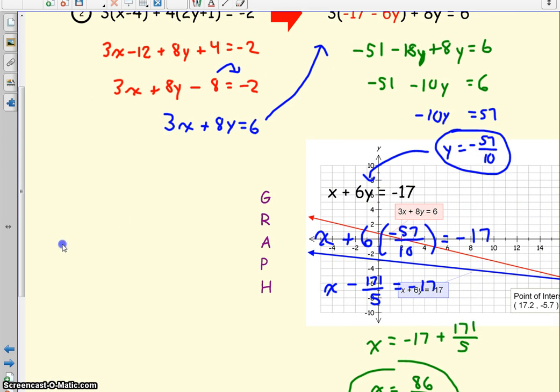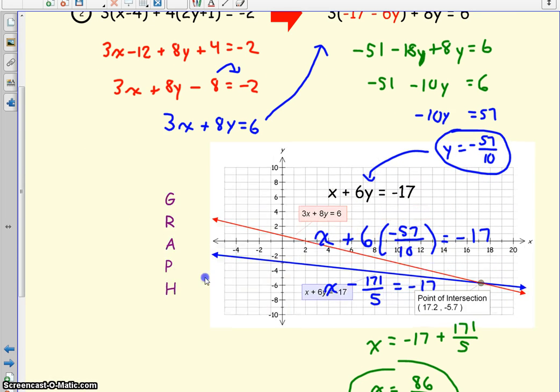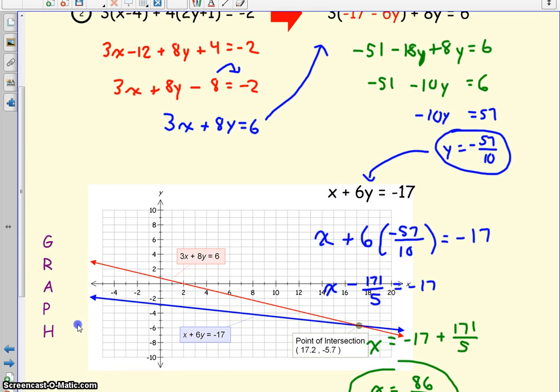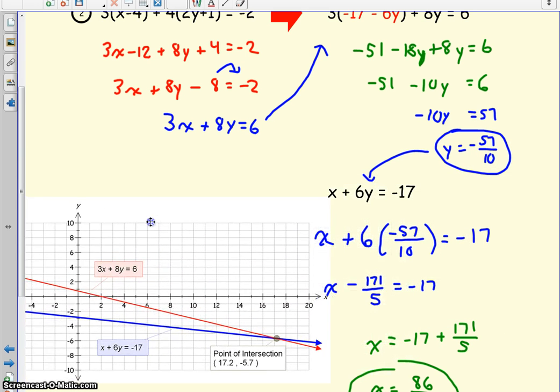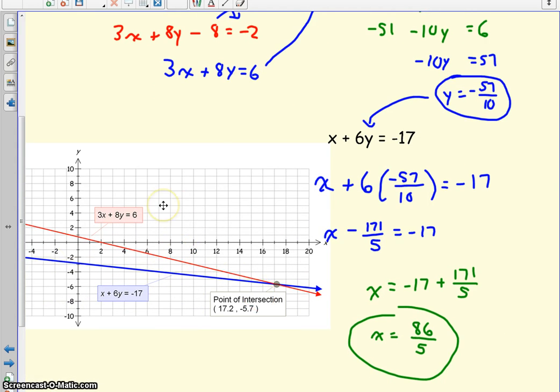If you want, you can take a look at the graph here. This one would be very, very hard. This would be one of those ones that you wouldn't want to necessarily solve graphically because it's not a nice point of intersection. We could only estimate at best from a graph. But now that we have substitution, we can find the exact answers.